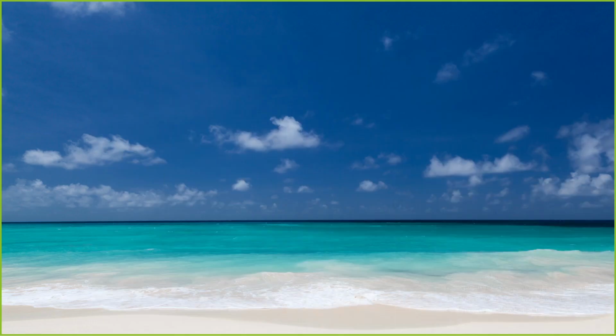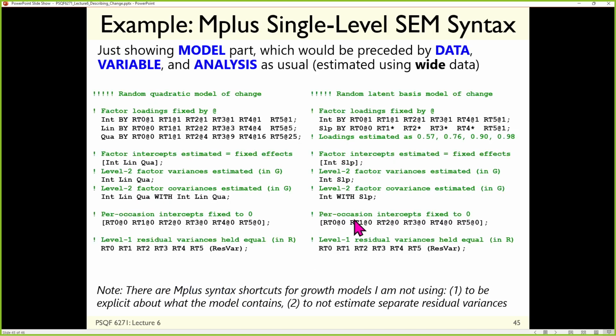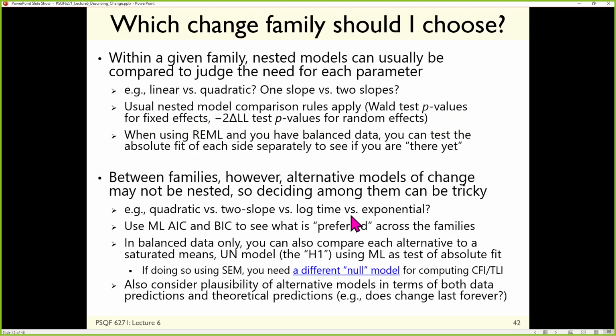So I do have at least one paper using latent basis if anyone is interested. And then, yeah, here's the article that I was referencing. Because in addition to having these loadings be estimated, you can have them be random. So you can have each person have their own data estimated trajectory. And you can do that in M+. All right, there. I think we made it through almost everything.